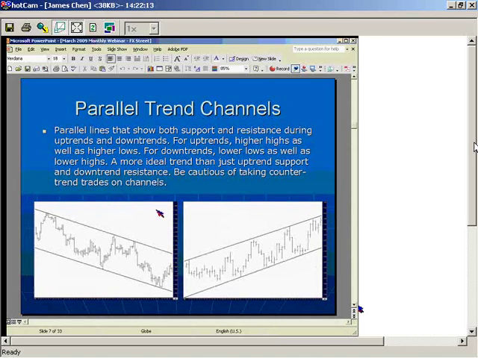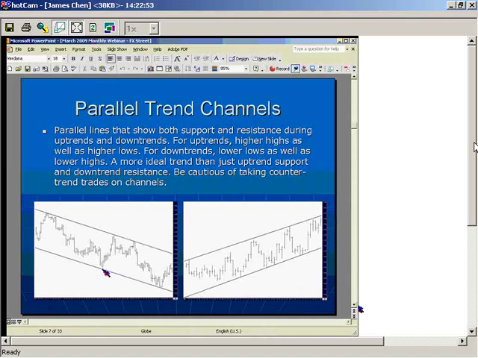Okay, next, parallel trend channels. These are parallel lines that show both support and resistance during uptrends and downtrends. For uptrends, for example, like I said before, generally for an uptrend line, you have uptrend support on the bottom. But an ideal uptrend is uptrend support and uptrend resistance, as you can see here. That's an ideal trend. So for uptrends, higher highs as well as higher lows. And for downtrends, not only do you have the downtrend resistance here, you also have the downtrend support. And that, again, is an ideal downtrend.